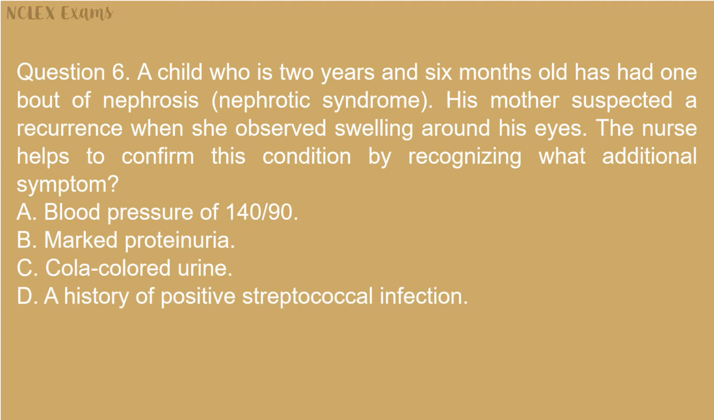Question 6. A child who is 2 years and 6 months old has had one bout of nephrotic syndrome. His mother suspected a recurrence when she observed swelling around his eyes. The nurse helps to confirm this condition by recognizing what additional symptom? A. Blood pressure of 140/90. B. Marked proteinuria. C. Cola-colored urine. D. A history of positive streptococcal infection.